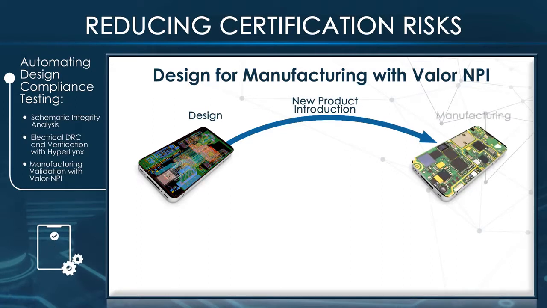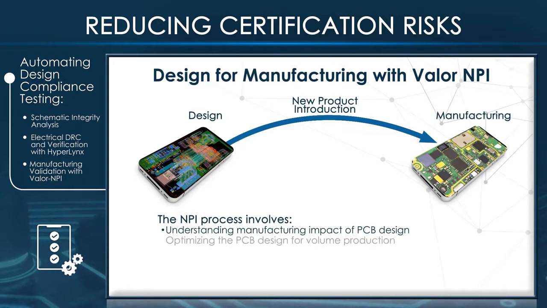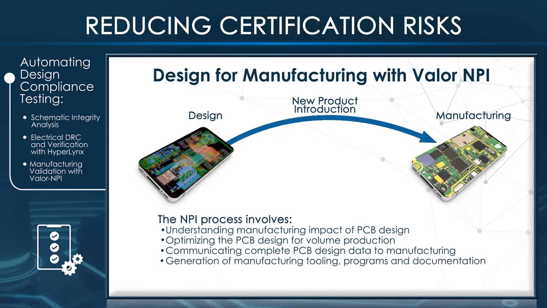The last thing we're going to talk about today is design for manufacturing with Valor MPI. So the same idea, we're going to do manufacturing checks on the PCB design, and it'll work on any layout tool that you currently use. Valor MPI will generate the manufacturing tooling and the programs and documentation you'll need for fabrication. It'll optimize the PCB for volume production.